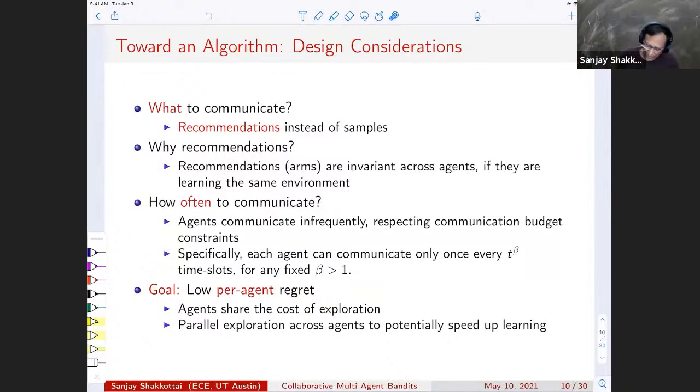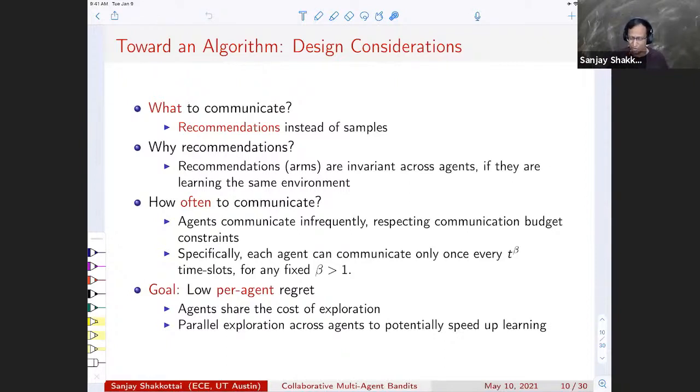Third, what is the goal in a multi-agent setting? We are going to focus on low per agent regret. We are thinking of a flat hierarchy, so we want every agent to have low regret, meaning we want it to scale logarithmically in time, but more importantly, we want it to scale sublinearly in K. K, remember, is the number of arms in the system. We are setting up a low per agent regret because we want agents to share the cost of exploration, but jointly exploit the benefit of learning the best arm.